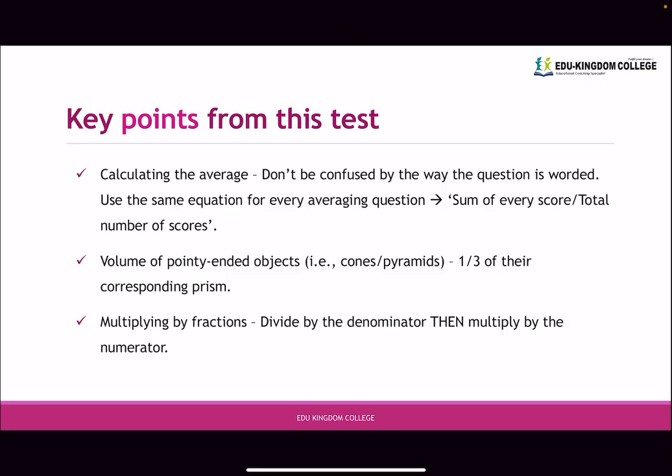Multiplying by fractions: divide by the denominator first if you can, and then multiply by the numerator. Why? Because we want simple numbers first. They're easier to work with, especially because we do not have calculators in this exam.